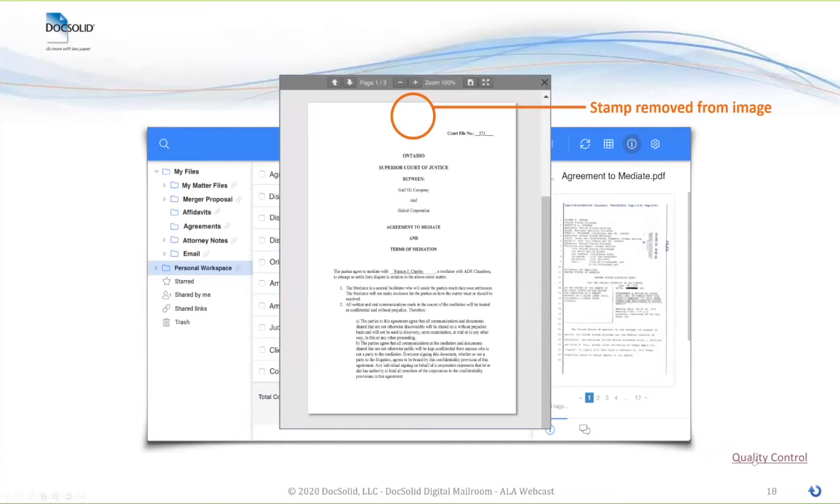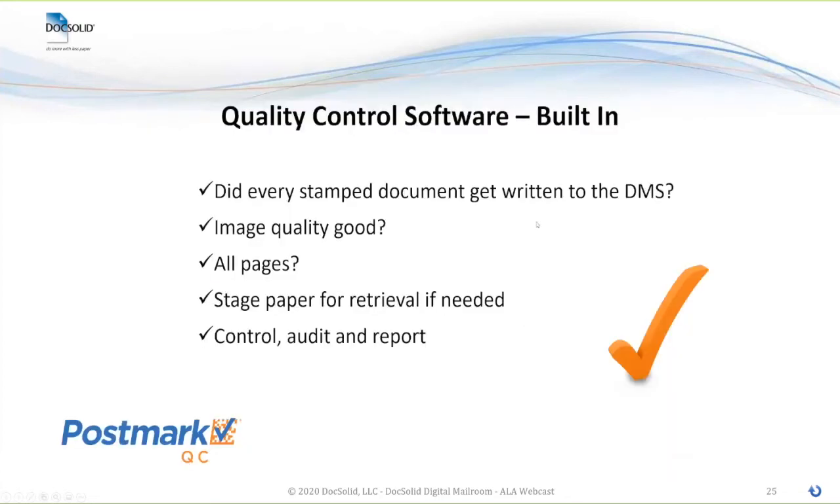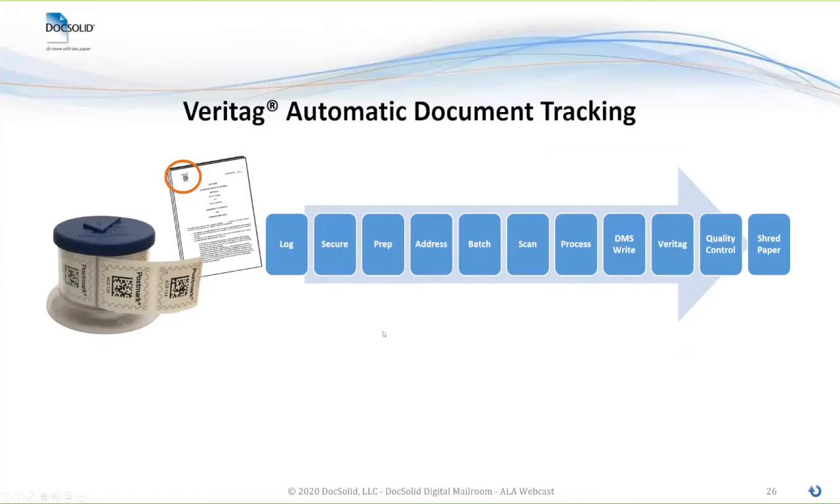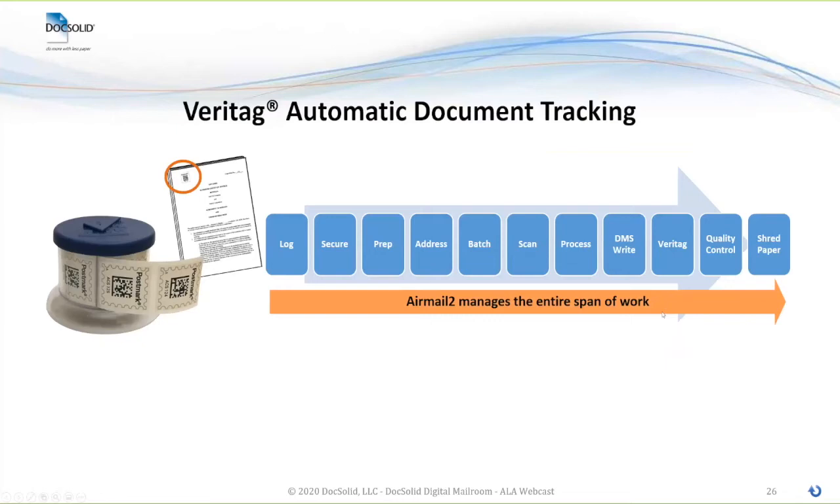Now, once I'm done with my scanning work for the day, I do want to check in my mailroom to make sure that everything worked. Did every paper document that we received that got a stamp, did it get written where it needs to go digitally? Or is the image quality good? Did we capture all the pages? And then let's stage this paper so that we can store it temporarily or permanently in case it needs to be pulled back. And let's control audit and make sure we can report on this activity every day. So DocCollect software is actually managing the entire span of work to physically receive, prep, profile, scan, write to the document management system, and then eventually shred that paper.